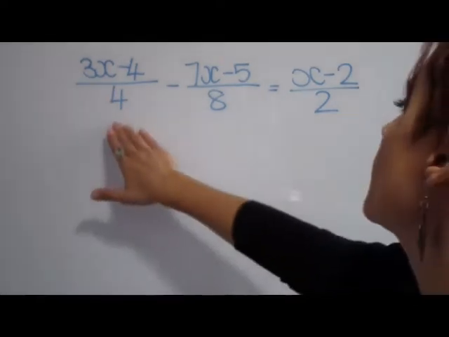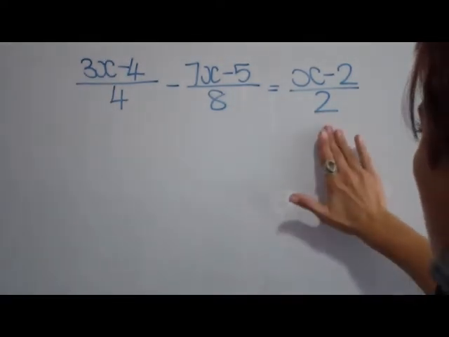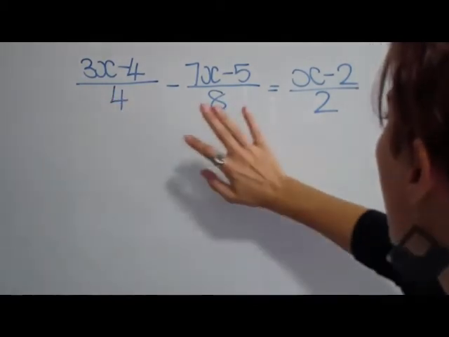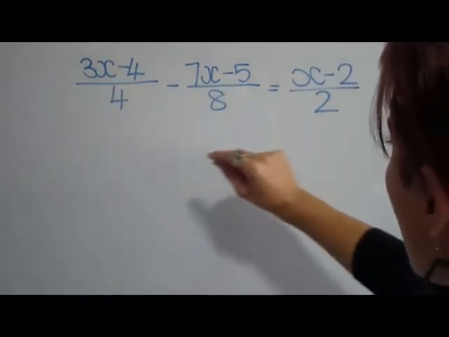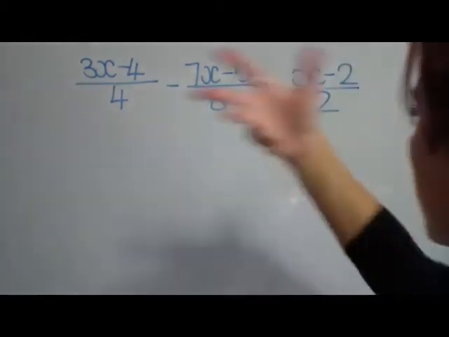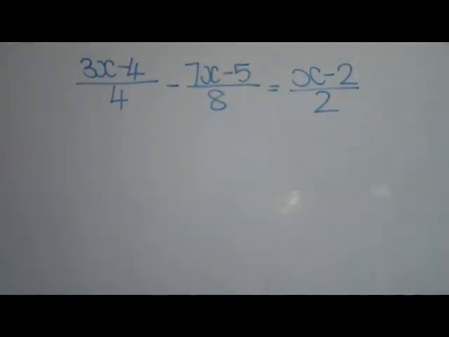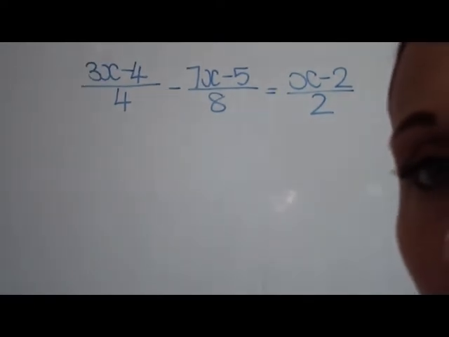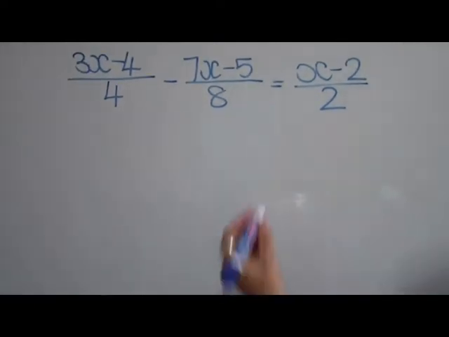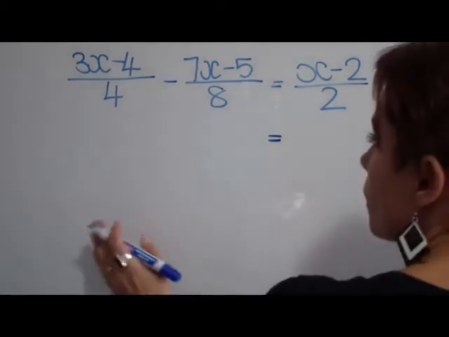Now I see, okay, there's a 4, there's an 8, there's a 2. And look at the denominators, a 4, an 8, and a 2. And look at the biggest one, does 8 work for all of them? Does 8 work for all of them? Yes. So I'm going to turn all of the denominators into 8s. There we go. Okay, beautiful.